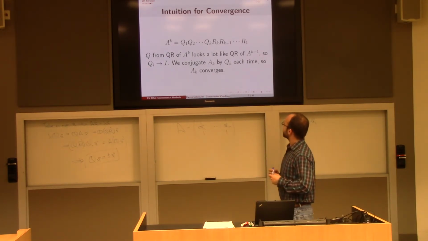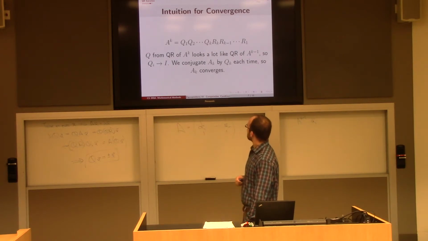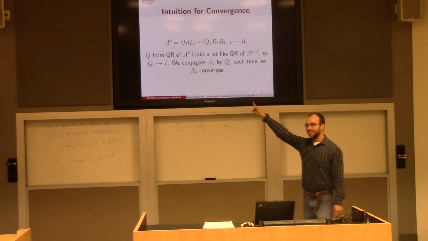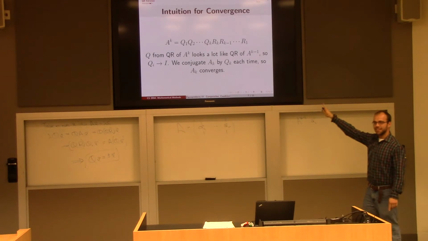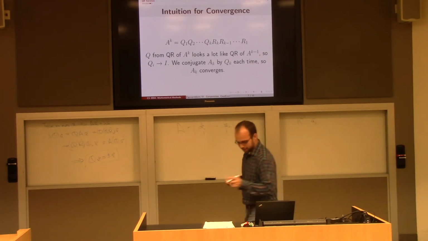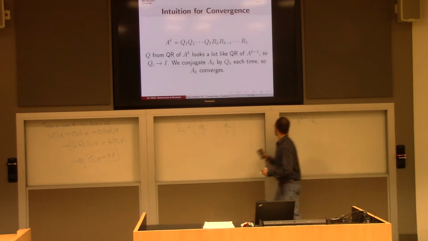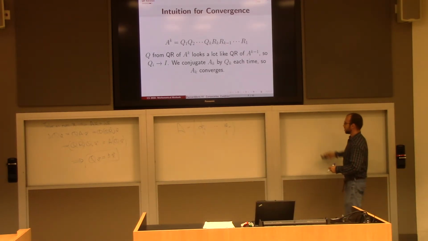So I claim that in fact, A to the k is equal to the product of all the Q's that you've gotten along the way while you're doing this QR iteration, times the product of all the R's. Let's prove this. We can prove it inductively. Actually, we're probably not even going to prove it inductively, we're just going to do a few steps, and then you can probably see the rest.